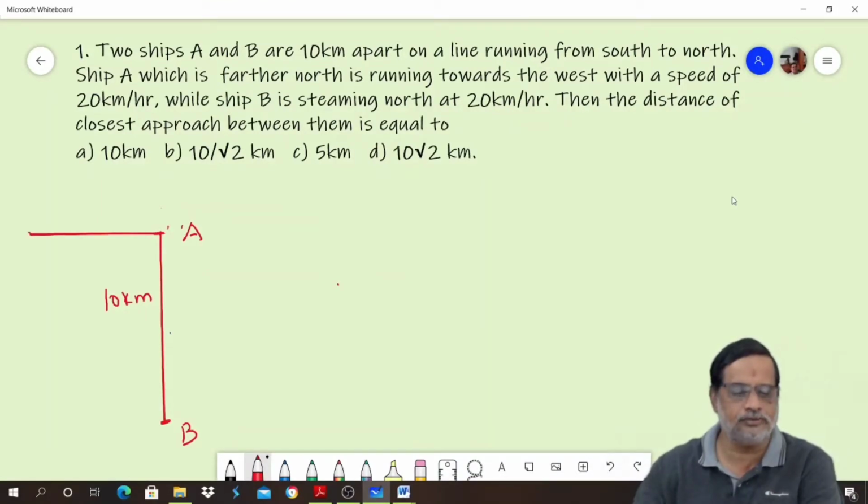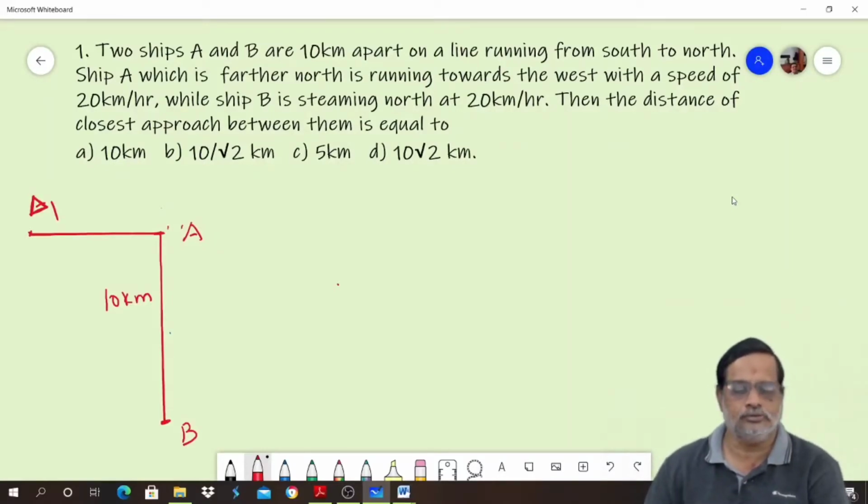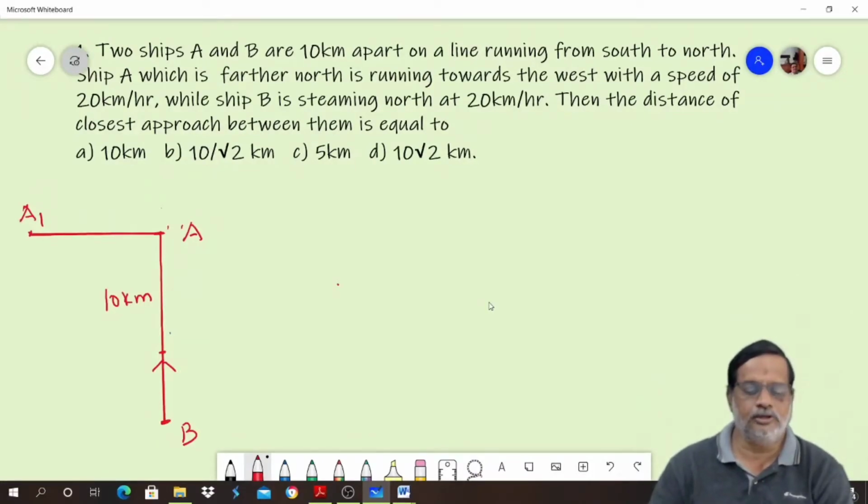So now the ship A is here. Let us mark it as A1. And ship B is also moving with the same speed, 20 km per hour. Both of them are running with 20 km per hour, but the motion of ship B is towards the north. So let us assume that ship B has reached here. Let us mark that point as B1. When ship A reaches A1, ship B has reached B1.